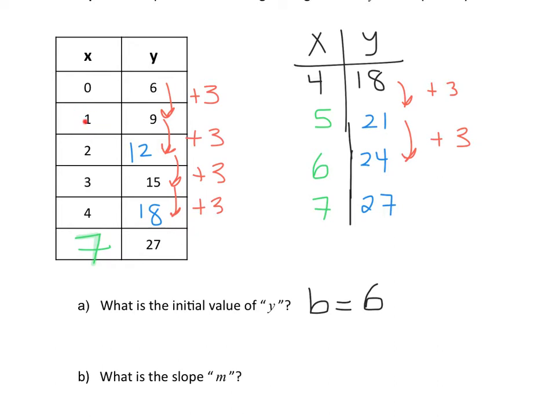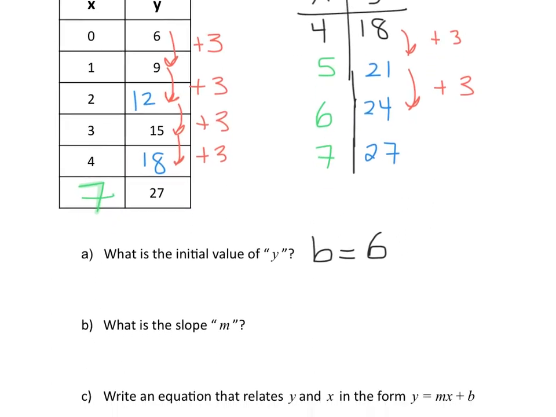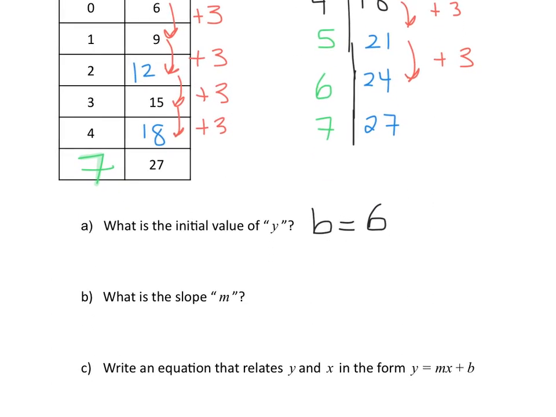And so then students will think, oh, if my table starts at 1, the matching y value to that would be 9, and so my initial value is 9. But that is not the case. When you are looking for your initial value in a table of values, you need to look for your x value of 0. The next question is, what is the slope or the m value?